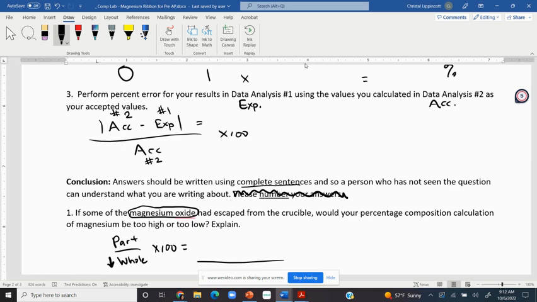The magnesium burned, creating magnesium oxide. That would be something that somebody who hasn't seen the question will be able to understand. Does that make sense? The difference as opposed to "it burned." All right. Any other questions on the lab? Did that help clarify a few things on there for you? I hope.